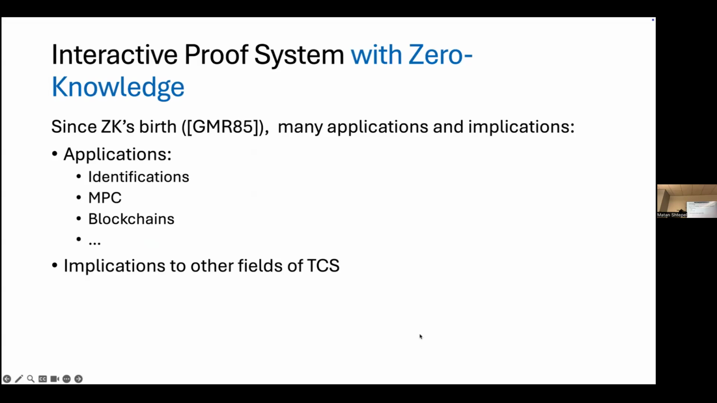And hopefully these two transcripts are indistinguishable. Okay, zero-knowledge protocols have a lot of applications. For real-world applications, I think some of us know that they are a special case of multi-party computation. They lead to identification schemes, and they are also used in blockchains nowadays. And more generally and foundationally, they also have a lot of implications for other fields of theoretical computer science.